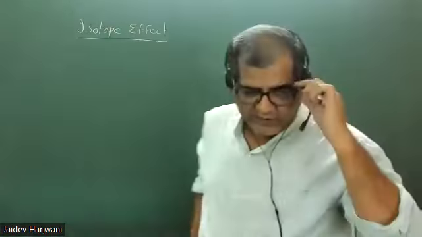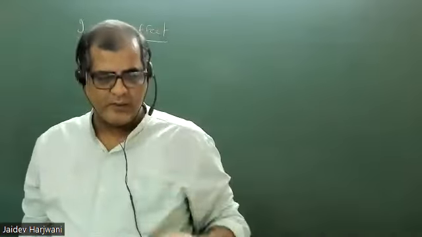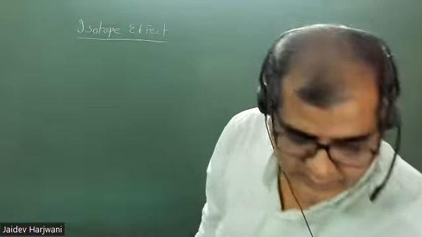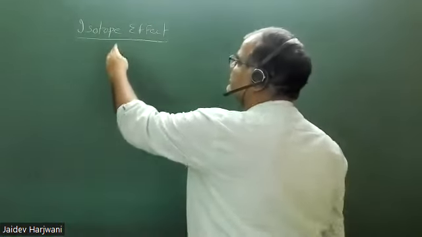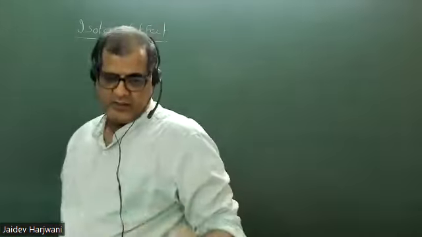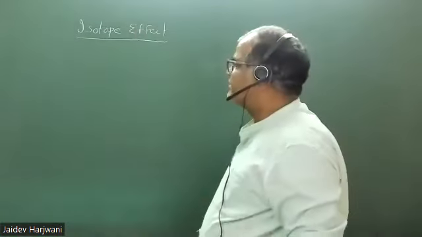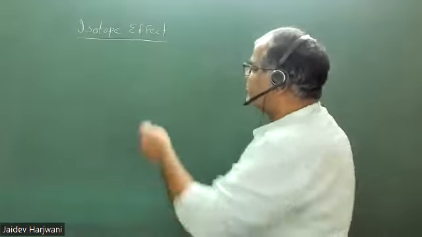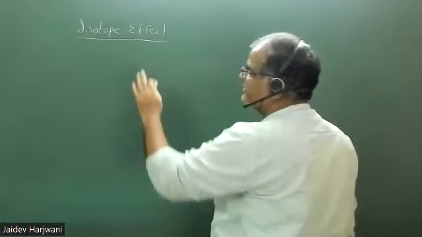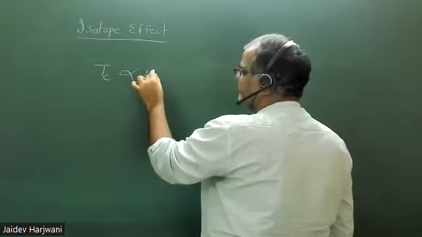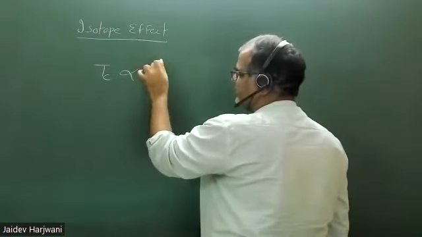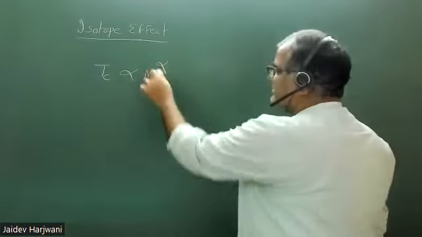Now, do you understand what we mean by isotope? What are isotopes? Isotopes are the elements which have the same number Z. If you have more than one isotope, then the isotope effect says that the transition temperature of isotopes is proportional to their mass to the power minus alpha.